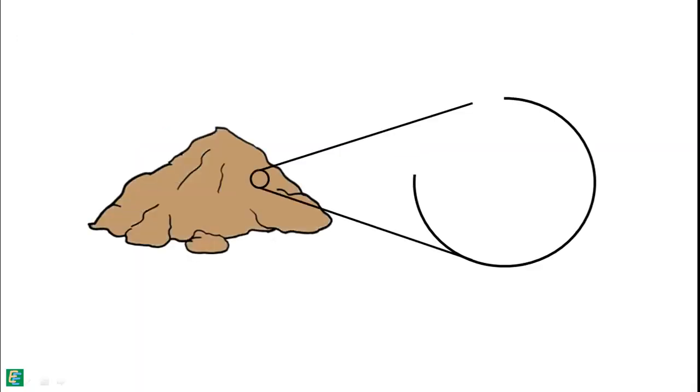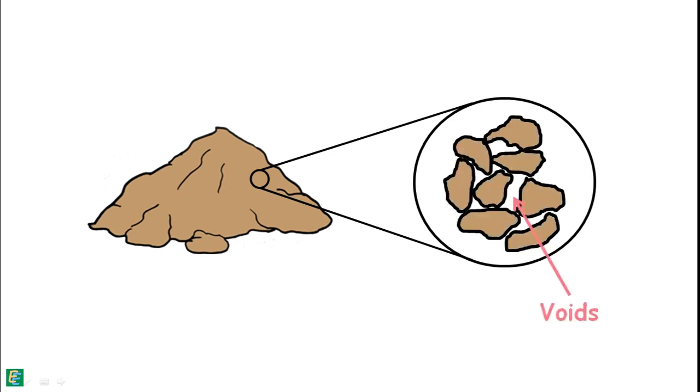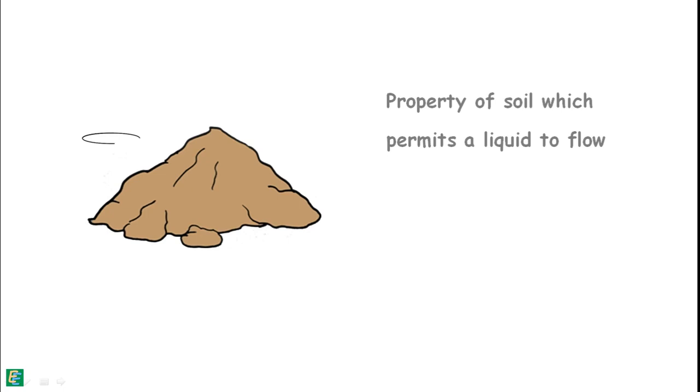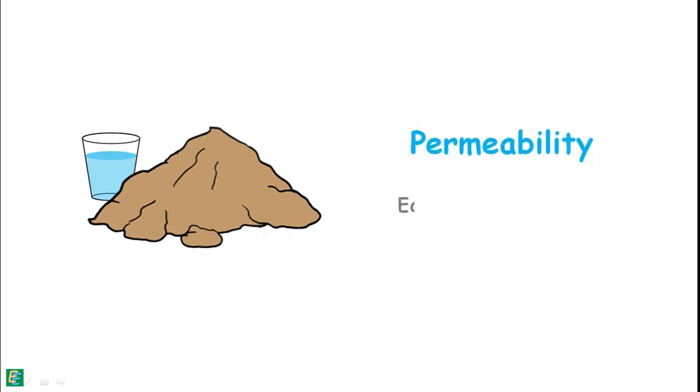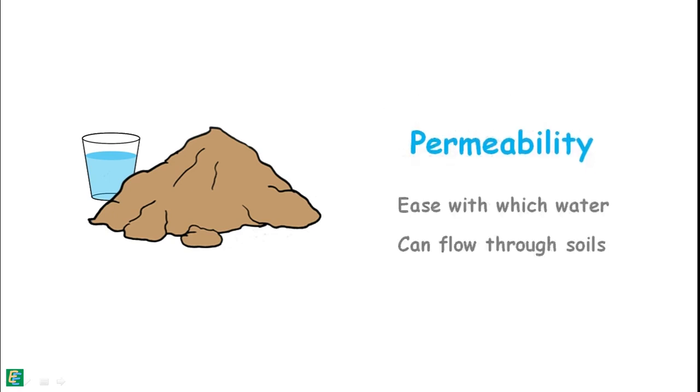Any soil when depositing contains some voids in it. The property of the soil which permits water or any liquid to flow through its voids is called permeability. Permeability is the ease with which water can flow through soils.